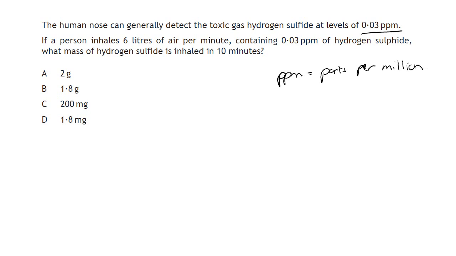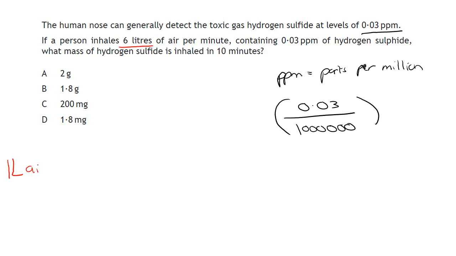And all that means is when you're using that number, you take whatever value it was, 0.03, and just divide by a million. So 0.03 parts per million just means multiply by 0.03 and then divide by a million. The other important thing to note is when they're talking about air, 1 liter of air is 1 kilogram, and 1 centimeter cubed of air is 1 gram. I don't know why they expect you to just know that, but they do.